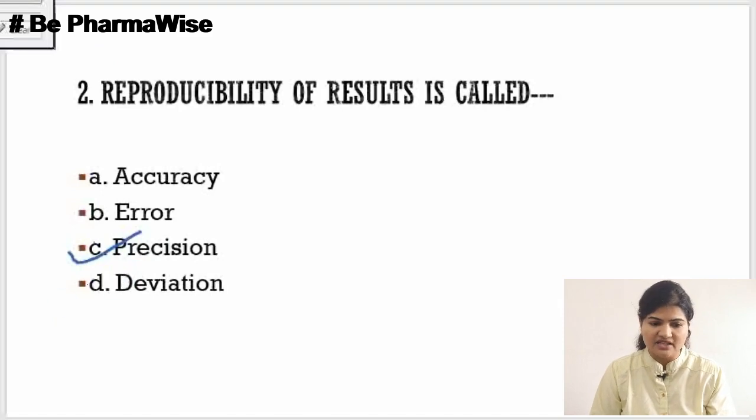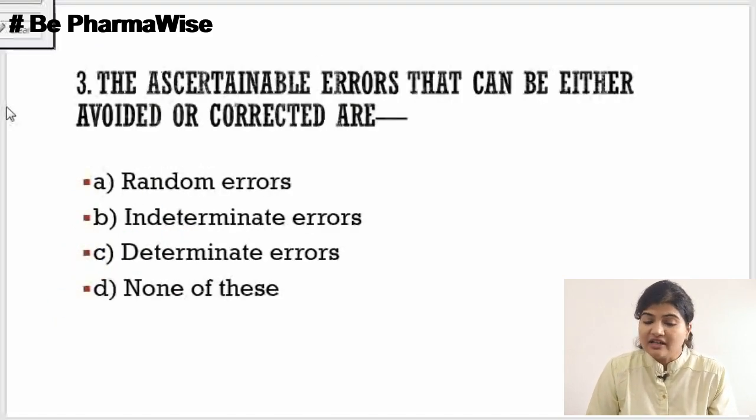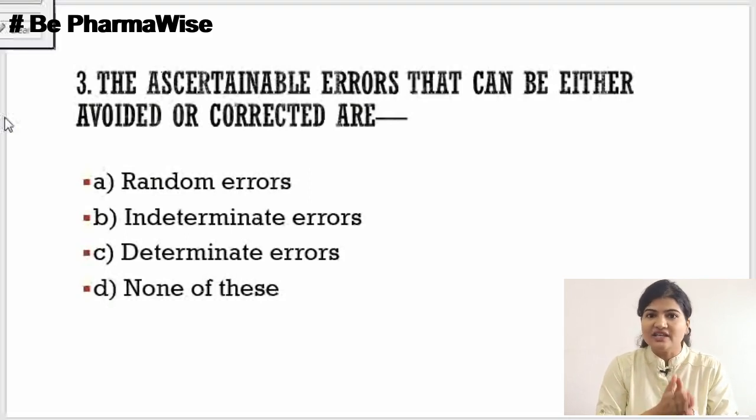Okay, next question. The ascertainable errors that can be either avoided or corrected are... Now again from errors, there are two types of errors basically, determinate and indeterminate. Determinate errors are the errors which can be determined, which can be ascertained, and as we can determine why this error is occurring, we can obviously eliminate or prevent it from happening. So these kinds of errors can either be avoided or corrected.